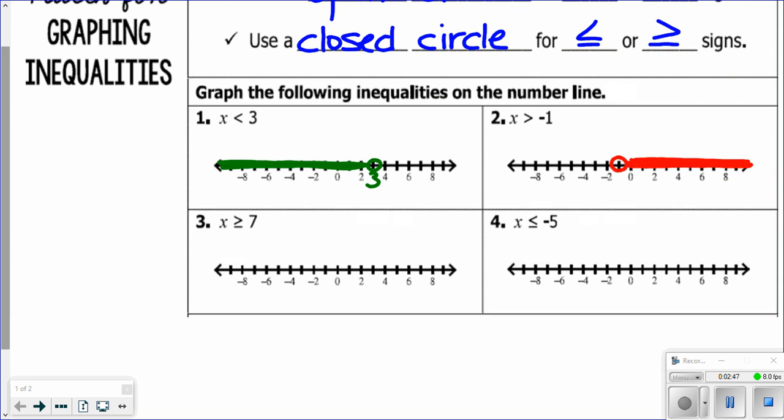Question 3 says, x is greater than or equal to 7. So we're going to put our circle on 7. And we're going to close it or fill it in because 7 is included. It's part of our answer. We need all x values greater than that. So we're going to shade to the right.